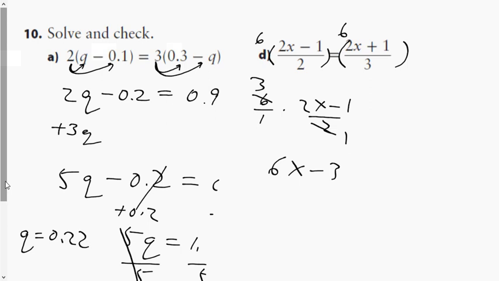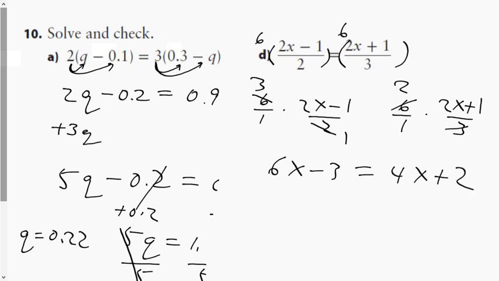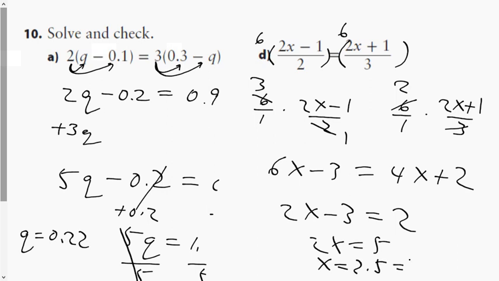Wonderful. If you multiply 6 by (2x plus 1) over 3, and you cross-reduce like a civilized human being, you will end up with 4x plus 2. Removing 4x from both sides will result in 2x minus 3 equals 2. Adding 3 to both sides will result in 2x equals 5. And dividing both sides by 2 will result in the solution of x equals 2.5.